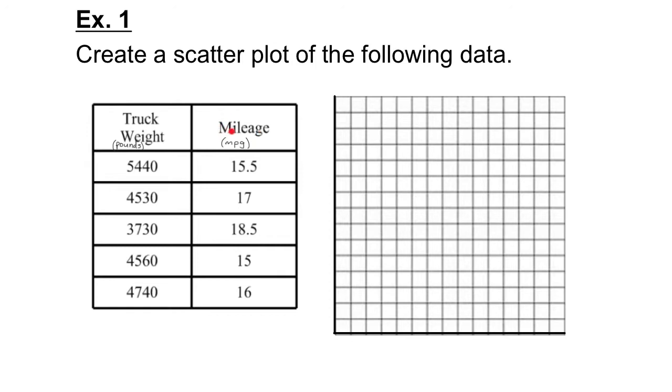So if mileage depends on the weight, mileage is dependent. That's going to go on our y-axis. The weight of the truck is independent. It doesn't depend on how much fuel gets used when it drives. So it's independent. It goes on the x-axis. So once you've decided which variable goes where, you just need to set up your axes.